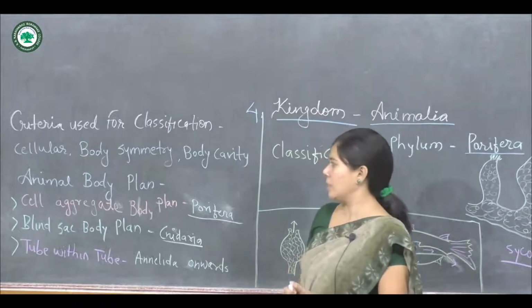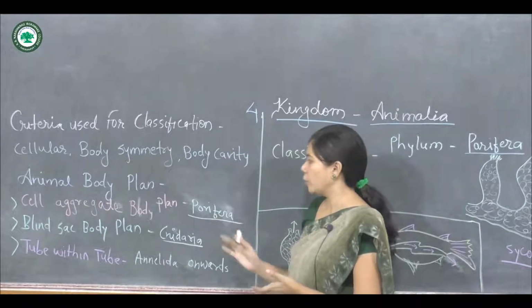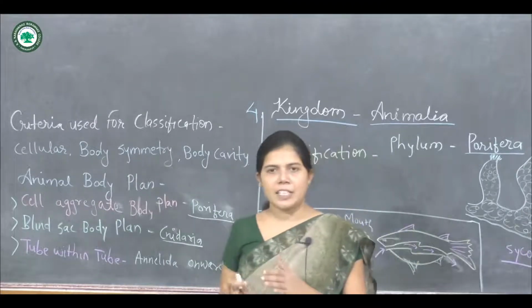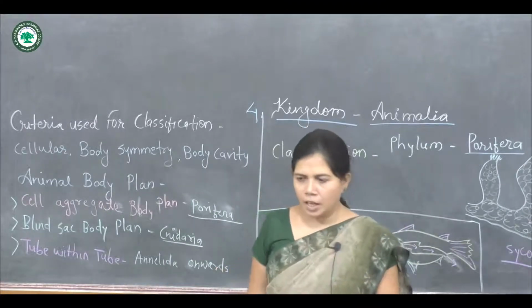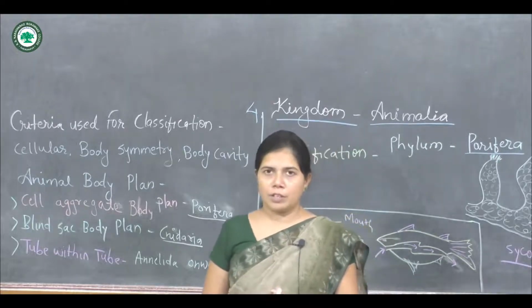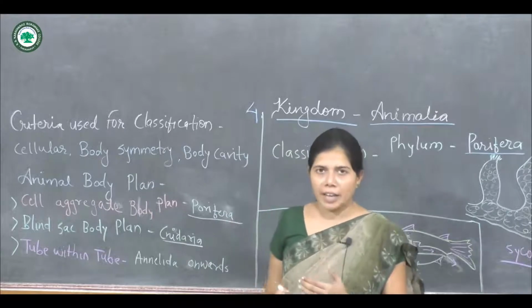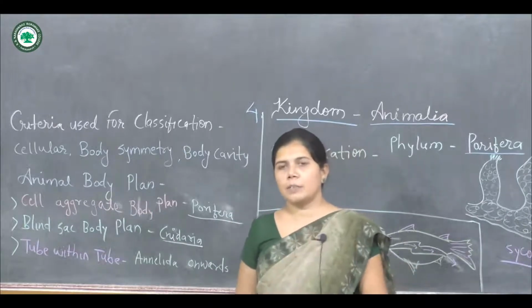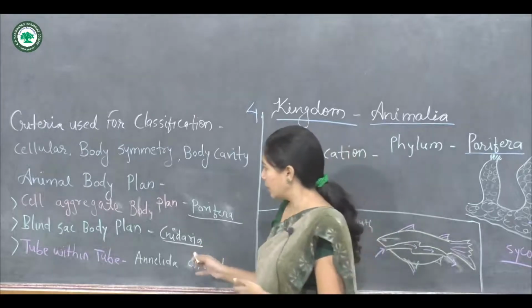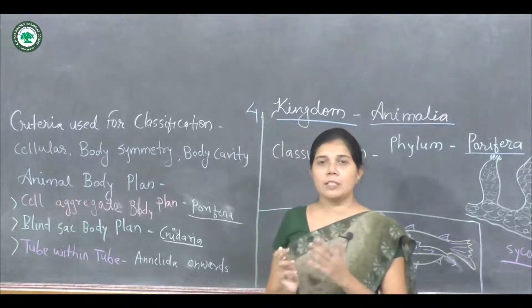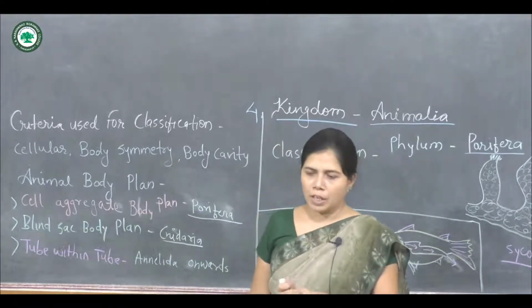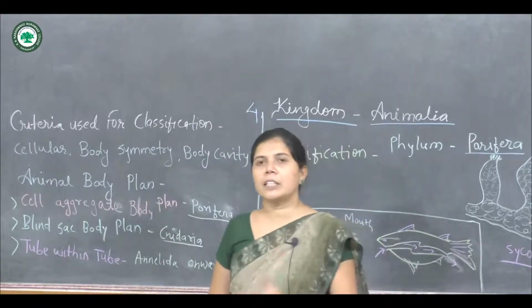The third animal body plan is the tube within tube body plan, in which the digestive system is present in a tube-like structure. We can say that the alimentary canal or digestive tube is present in this body plan, and in the tube within tube body plan there are two ends. One is the oral end, or mouth, and the other is the anal end, that is the anus.